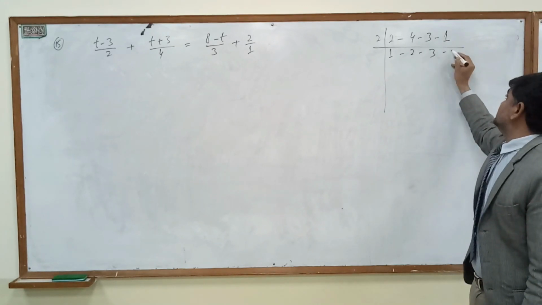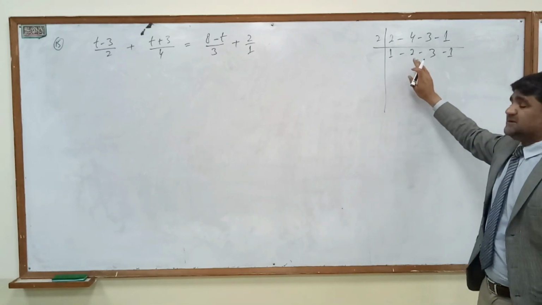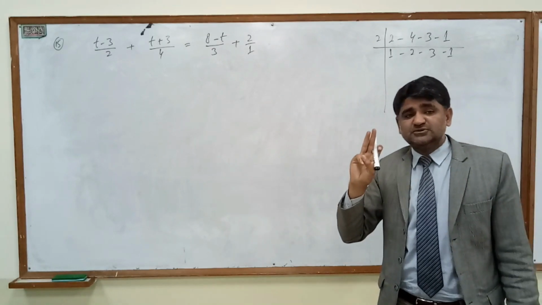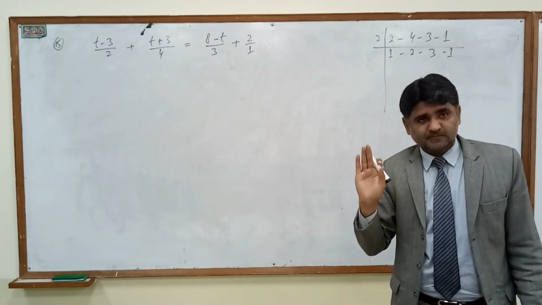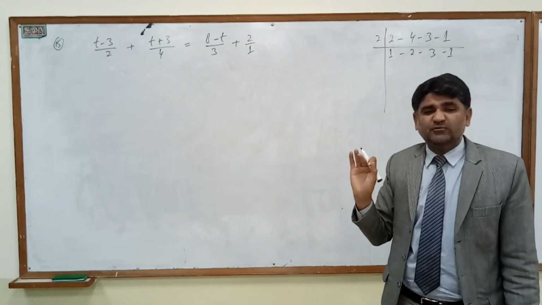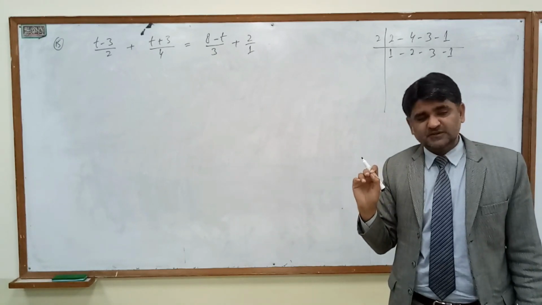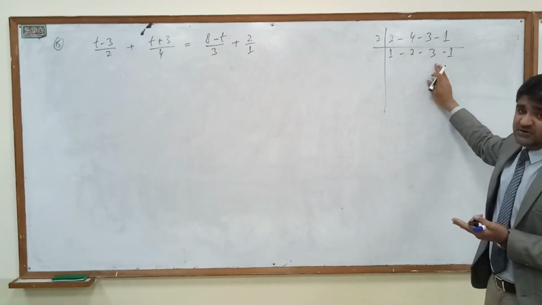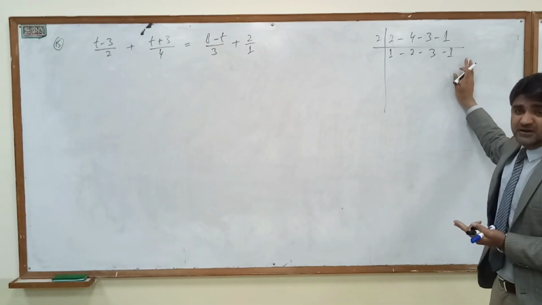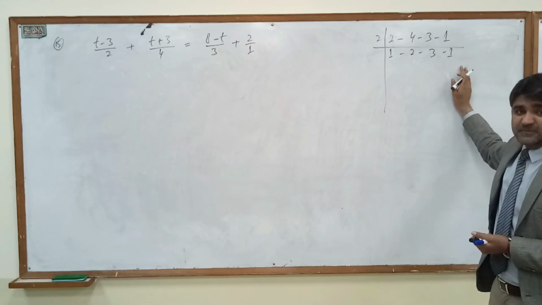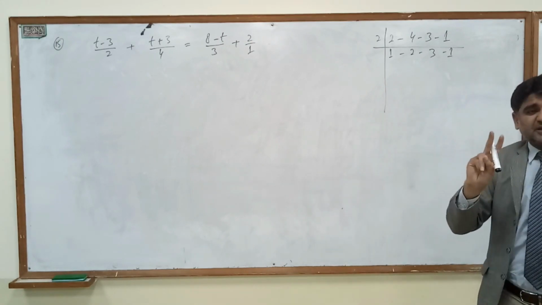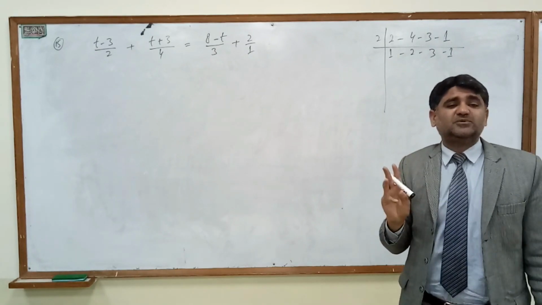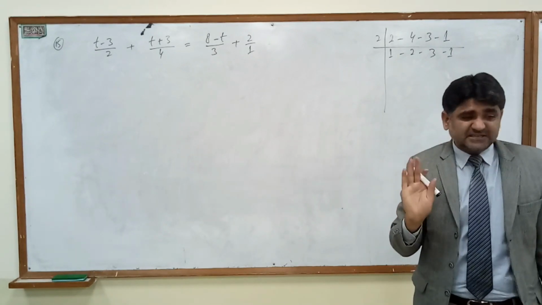Okay, 3 and 1. The smallest table is 2. At least a minimum of 2 values must be there which can fall under a table. 2 is falling, but we require one more value. 3 is not falling, 1 is not falling. What is the next table? That is 3. 3 is there, but at least we require 2 values in the same table.